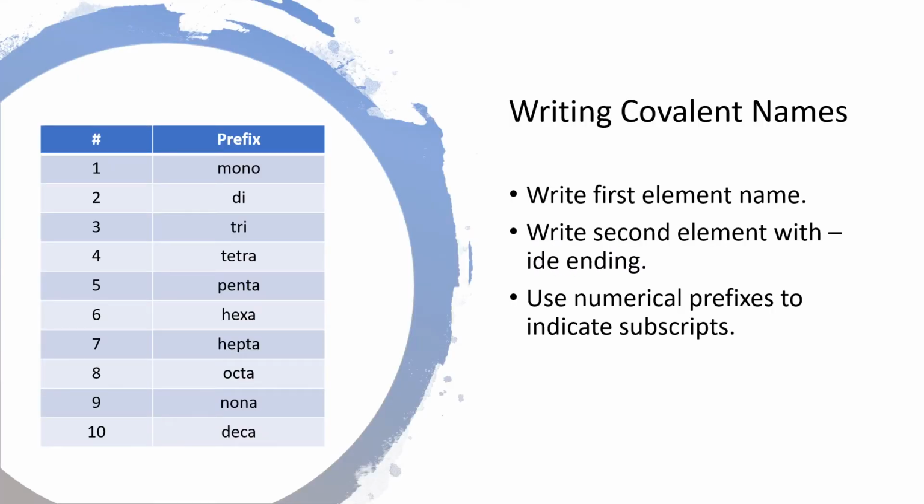This table shows a list of the first 10 numerical prefixes: mono, di, tri, tetra, penta, hexa, hepta, octa, nona, and deca. The ones that tend to cause students a little bit of trouble, tetra for 4, because that's not a real common prefix for 4.